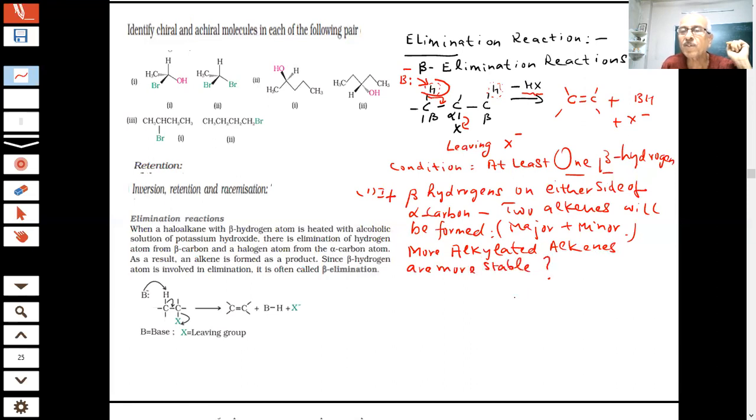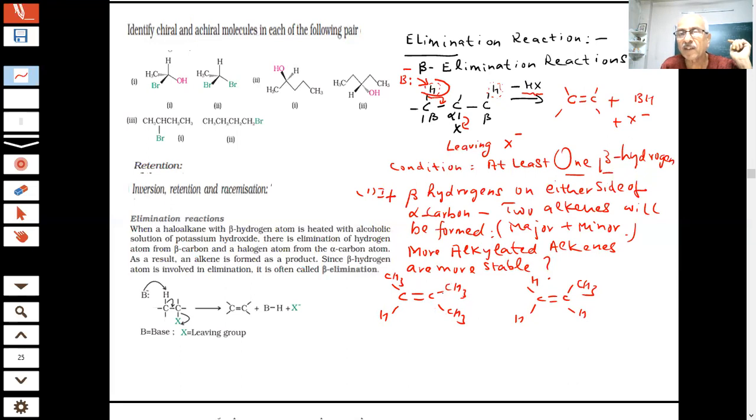Why are they more stable, students? What is the reason? You already know about it. In general organic chemistry, we have discussed it. For example, if you have something like this, look, if you have this type of situation, and if you have this type of compound, tell me which will be more stable, this one or this one?